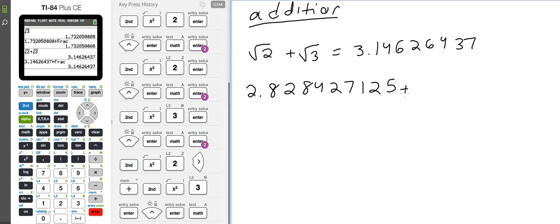We're going to add the irrational number negative 1.828427125. And let's see what we get. We're going to do this on the calculator.